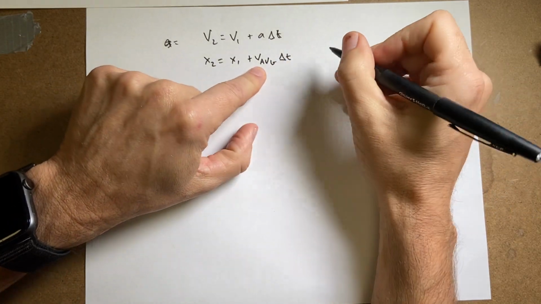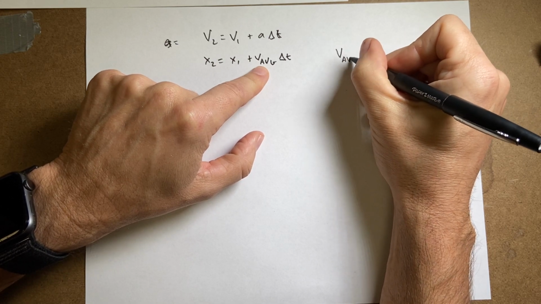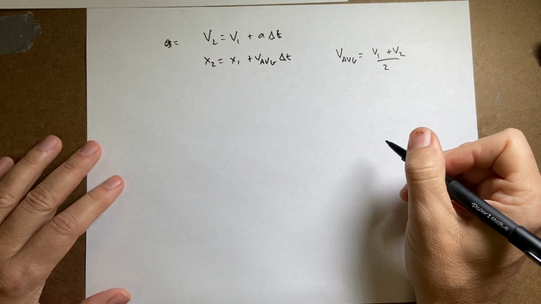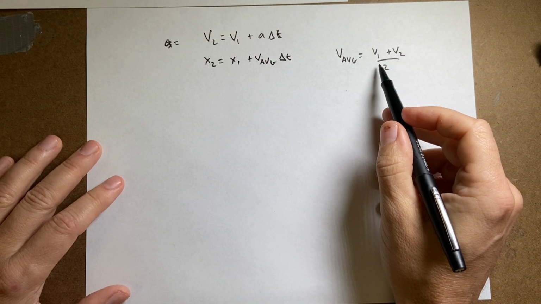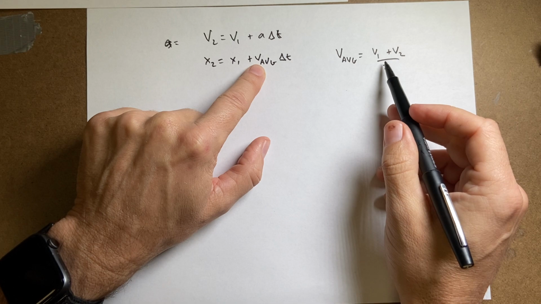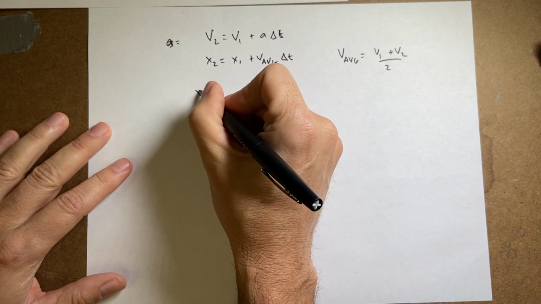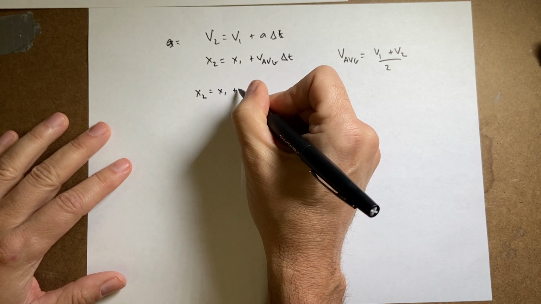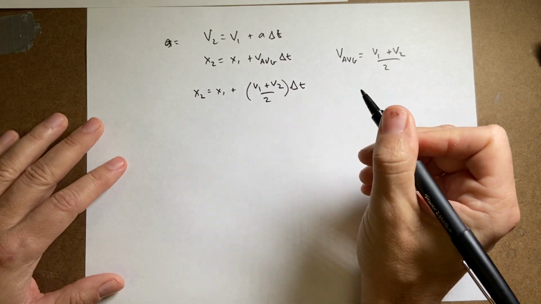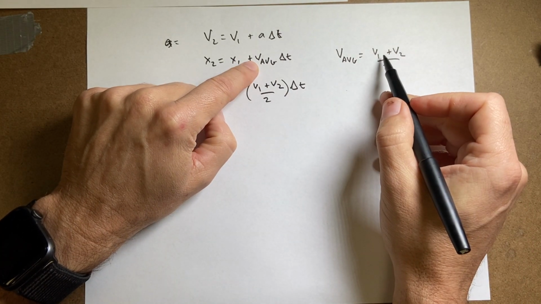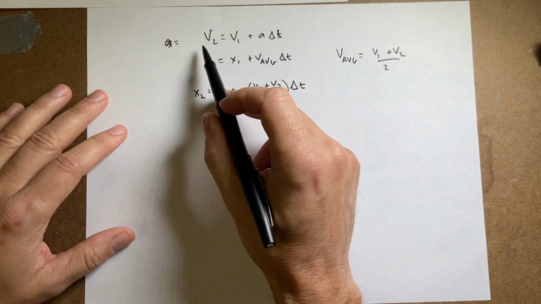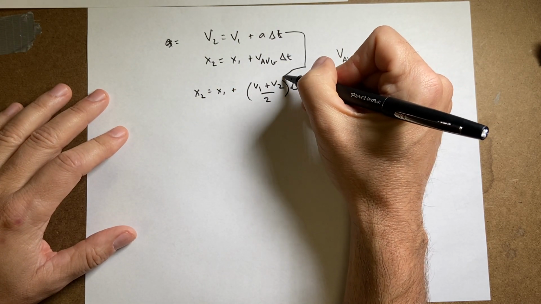Now there's another definition for the average velocity. I can say v average is v1 plus v2 over 2. So let's suppose that instead of v average, I put in this. Now I get x2 equals x1 plus (v1 plus v2) over 2 delta t. All I did was substitute v average as the initial velocity plus the final velocity divided by 2. Now let's use this equation and substitute in for v2.